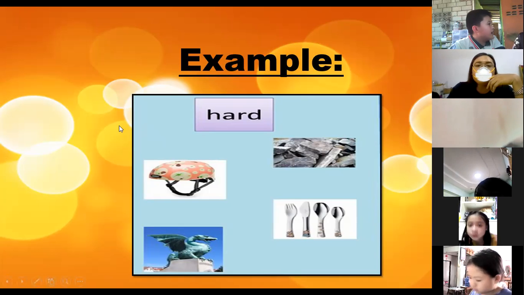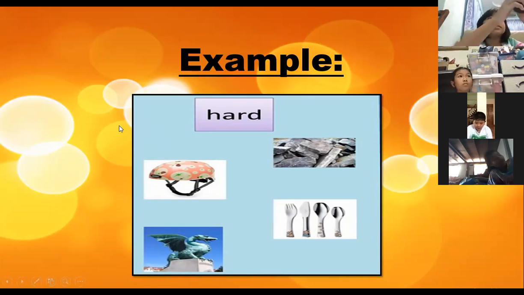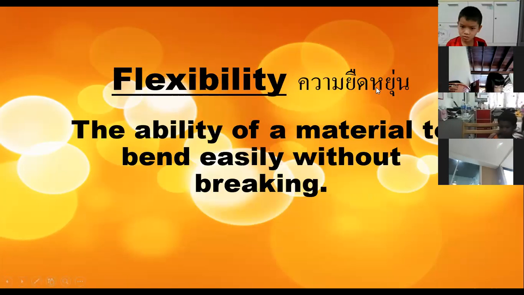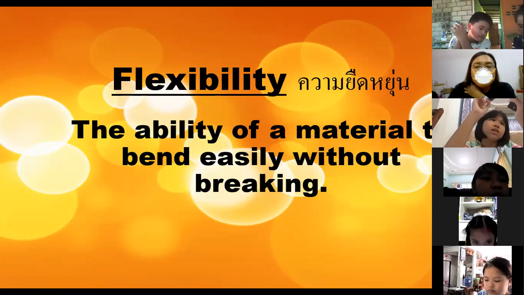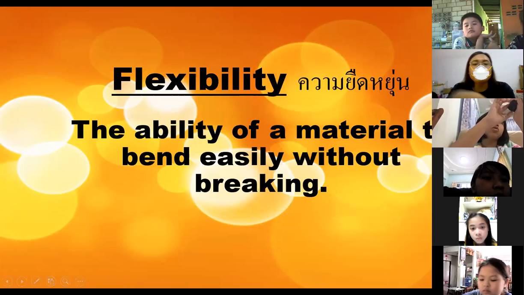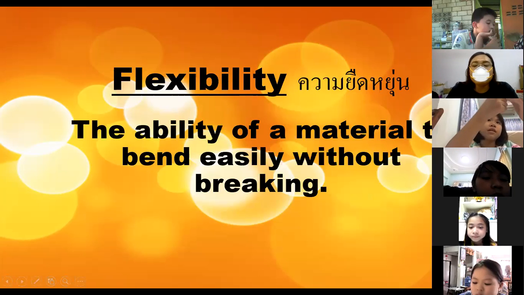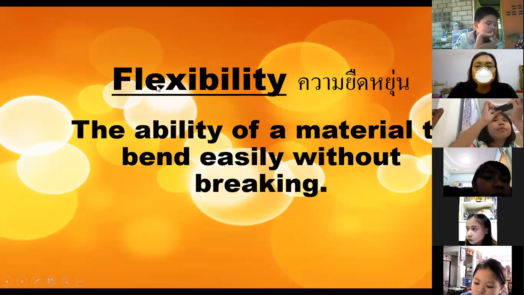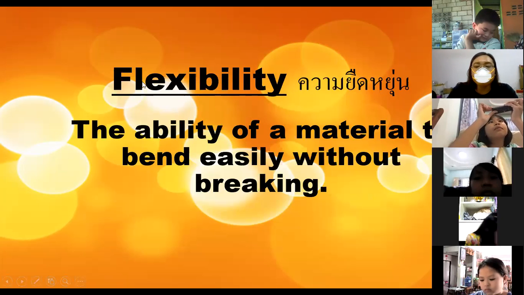All right, so let's proceed to the next property, okay? So number 3, we have flexibility. I'm going to choose someone to read. What about Milene? Milene, can you turn on your mic? Can you read number 3 property? Flexibility.